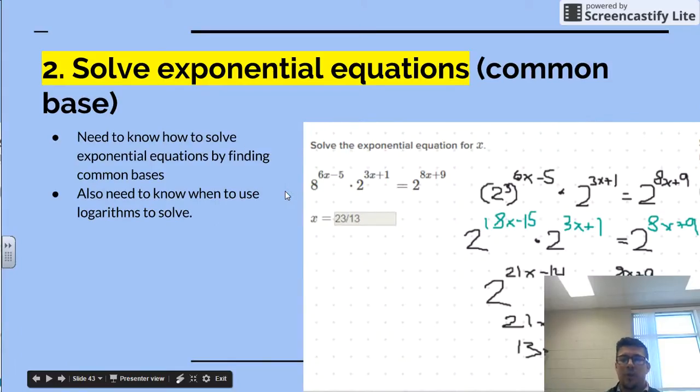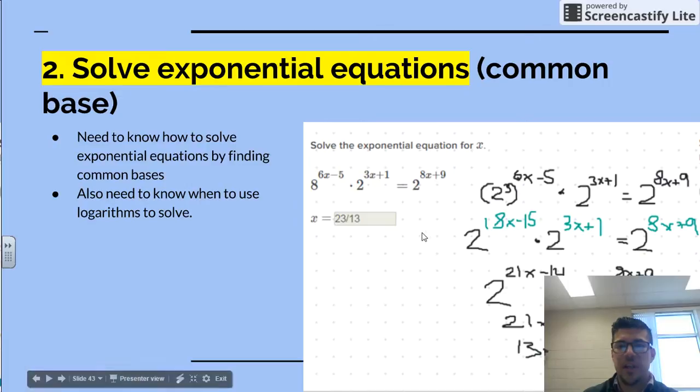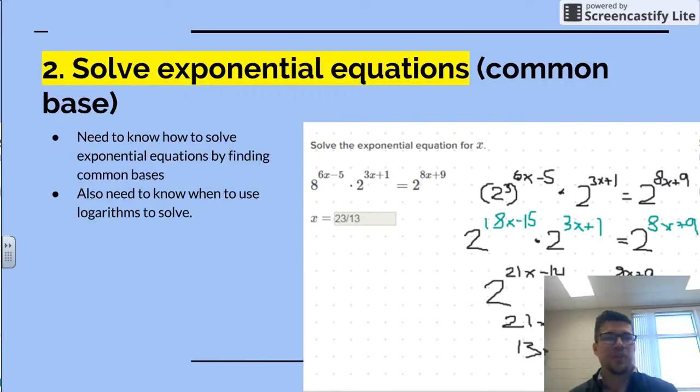All right, the second very important point for this module was solving exponential equations. And of course, at any point, feel free to pause the video so that you can maybe work one of these problems out. As far as exponential equations go, there's 2 types as far as I'm concerned. There are exponential equations that you can solve with a common base, and there are exponential equations that you can use logarithms to solve. In the test, I'm just going to give you exponential equations. It's up to you to decide a good strategy.